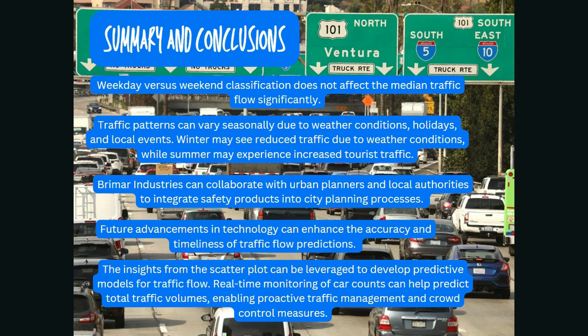And real-time monitoring of car count along with other vehicle types allows for immediate insights into current traffic conditions, and it can be used in my predictive models to optimize traffic management strategies in real time. For example, detecting sudden increases in traffic can prompt proactive measures like adjusting signal timings or deploying additional personnel for crowd control.